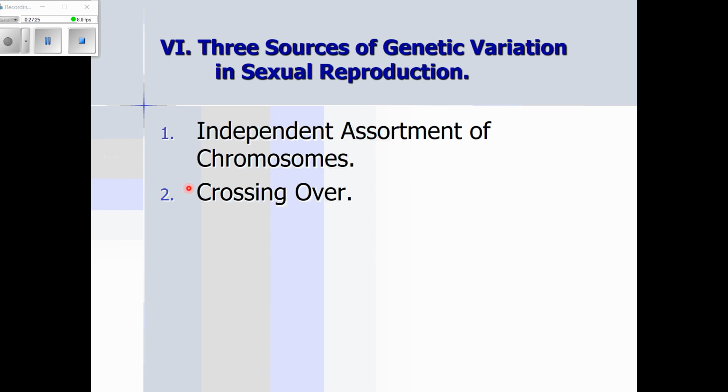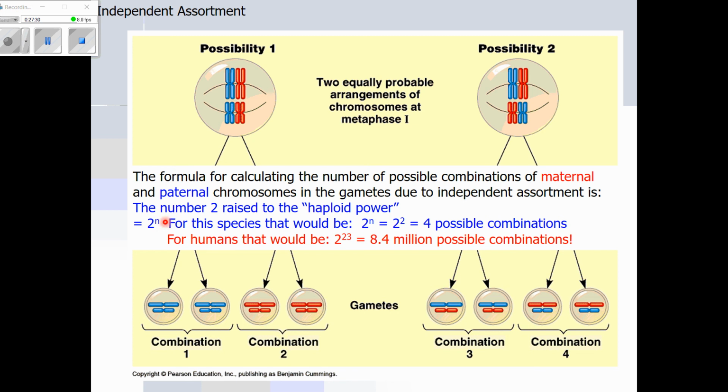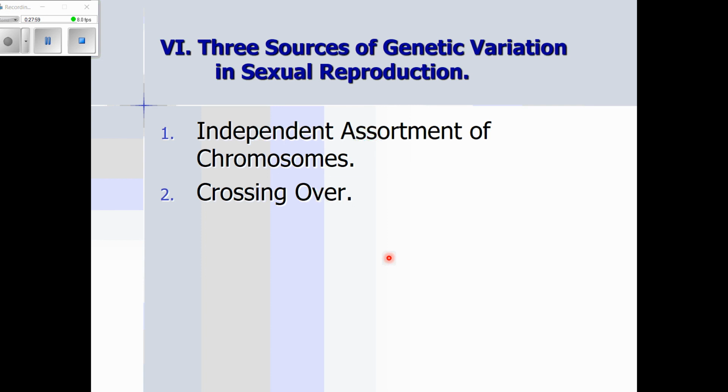All right, before I go to number 2 on the list, I almost forgot the extra credit phrase that pays. So here it is. 2 to the 23rd power is 8.4 million possible combinations. 2 to the 23rd power, that's the number 2 with the exponent of 23. 2 to the 23rd power equals 8.4 million possible combinations. That's your extra credit phrase that pays.